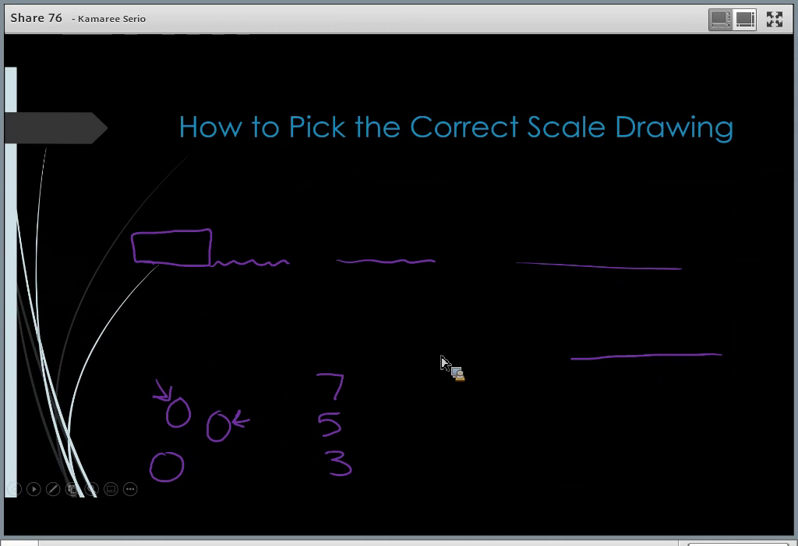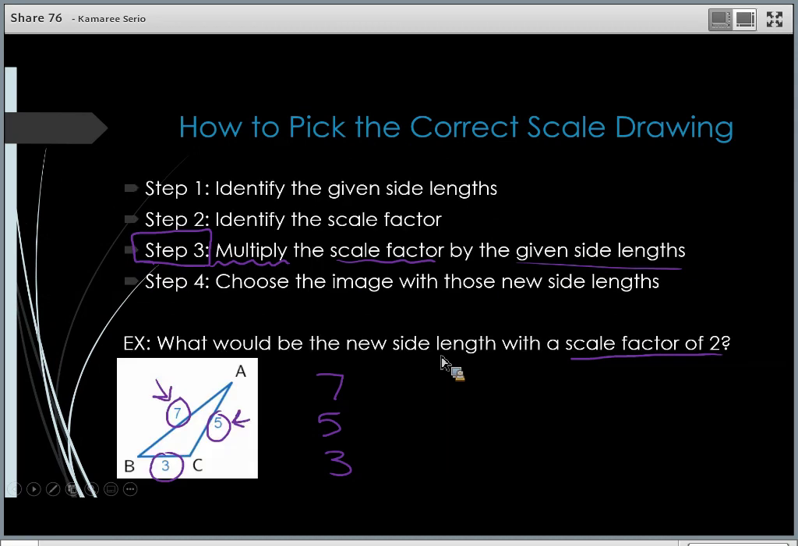Sorry, there we go. That looks funny, doesn't it? 7, 5, and 3. And we're back to red.